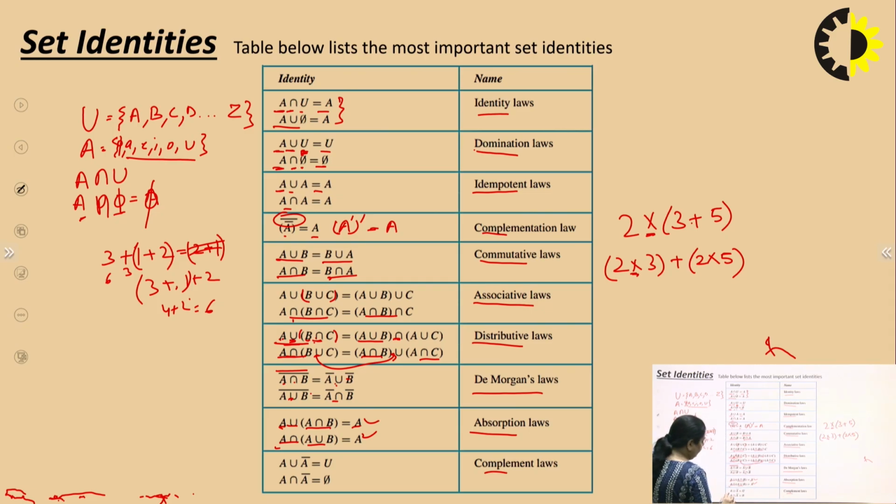Next one is complement law. If we are having a set A and we are doing union with its complement, what we will get? Universal set. And if we are applying intersection with its complement, what we will get? We will get empty set. Why? So these are some laws to be kept in mind so that we can do the proofs of these laws or some other questions by applying these laws.